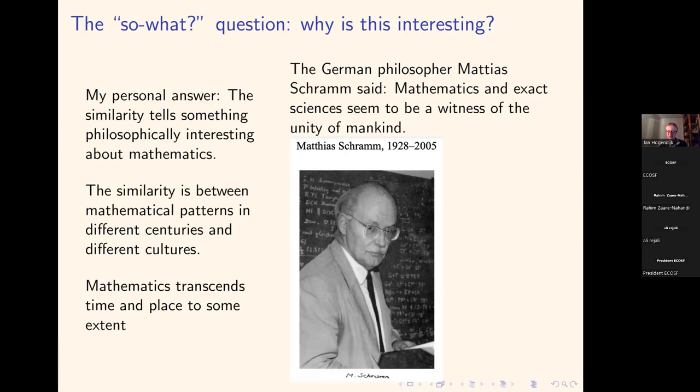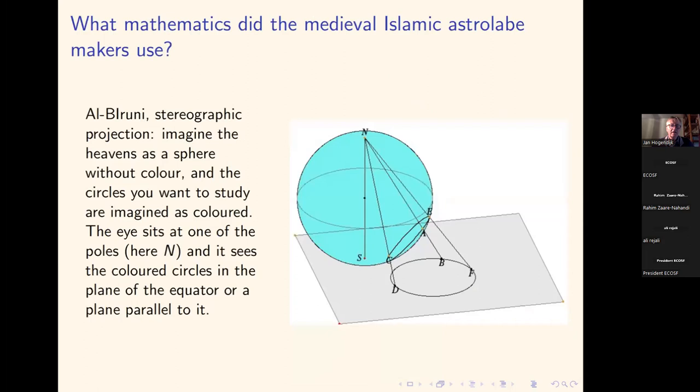Then the final question is, what mathematics did the medieval Islamic astrolabe makers use? Because I have been explaining things in modern terms, and I have told you that the medieval Islamic mathematicians did not use the coaxial circles. So what did they use? Well, we can read their works. Al-Biruni is one of the people who wrote a lot about mathematics and also about constructing astrolabes. And he talked about this.